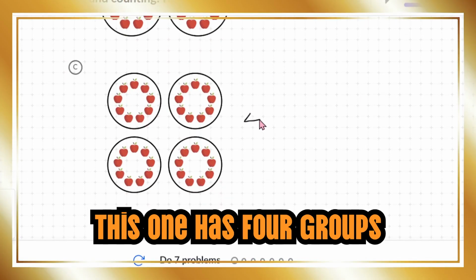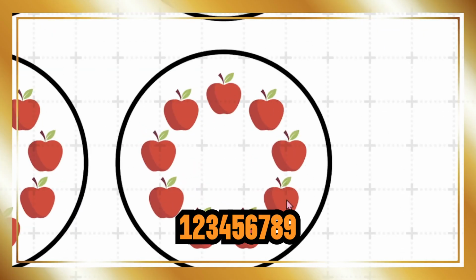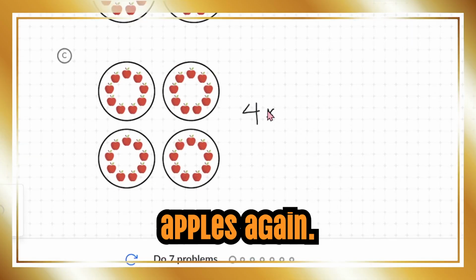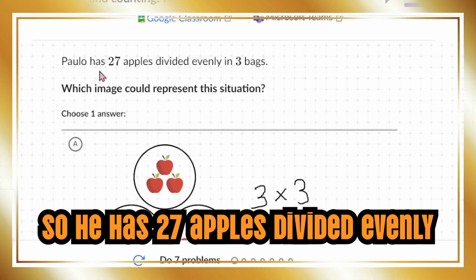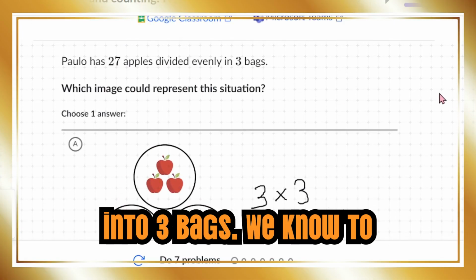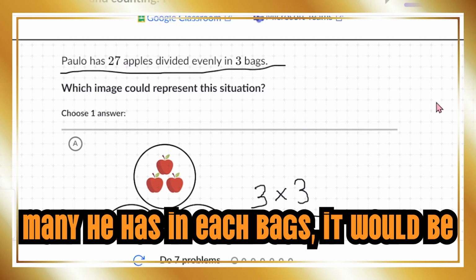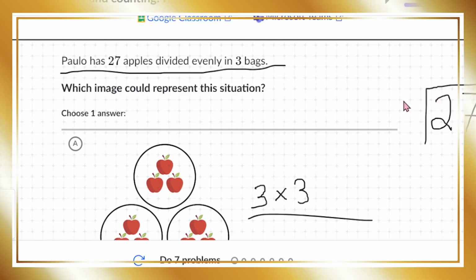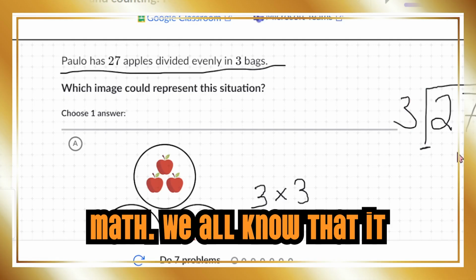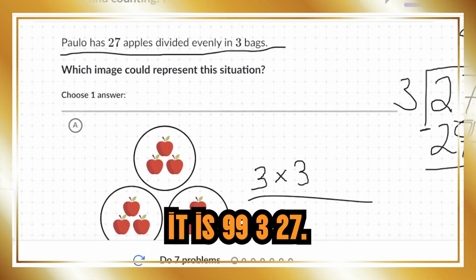Now this one has 4 groups, and it has 1, 2, 3, 4, 5, 6, 7, 8, 9 apples again. So he has 27 apples divided evenly into 3 bags. To solve how many he has in each bag, it would be 27 divided by 3. And we don't really need to do the math. We all know that it is 9. 9 times 3 equals 27.